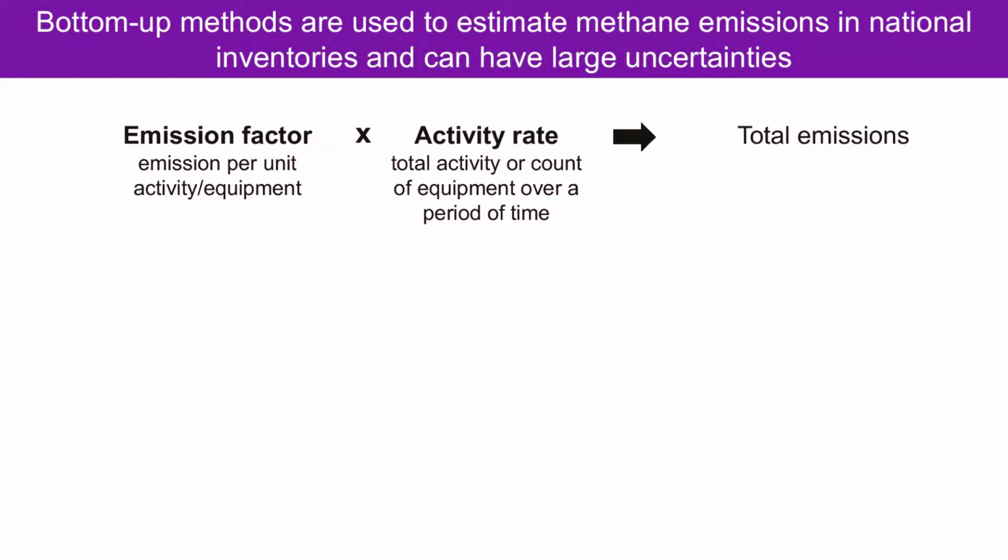And so when we estimate emissions using bottom-up methods, we have two factors. We have an emission factor, which is your emissions per unit of activity or per source, and then you're going to multiply that by an activity rate over a period of time, to get your total emission. And when you do this, we can't go out and measure every single source, every single oil and gas well, or every single emission from a cow. And so we have to use a sampled measurement, and then we use an average emission factor.